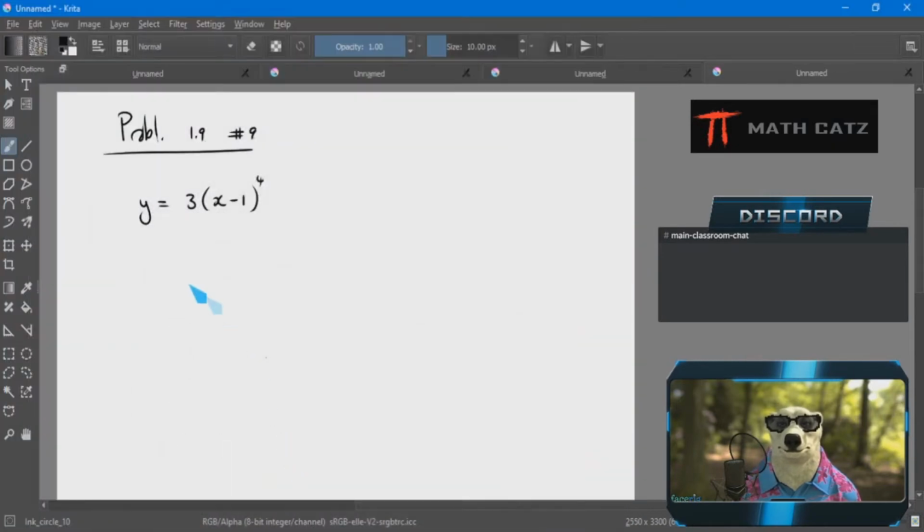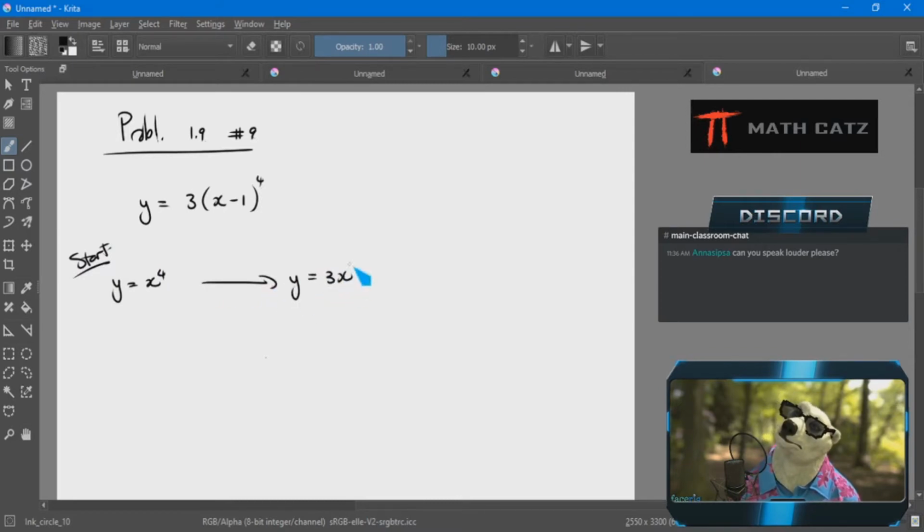It's not hard. So my sequence of transformations will be, obviously, I start with my basic y equals x to the 4. We'll squeeze them in here. Then y equals 3x to the 4.